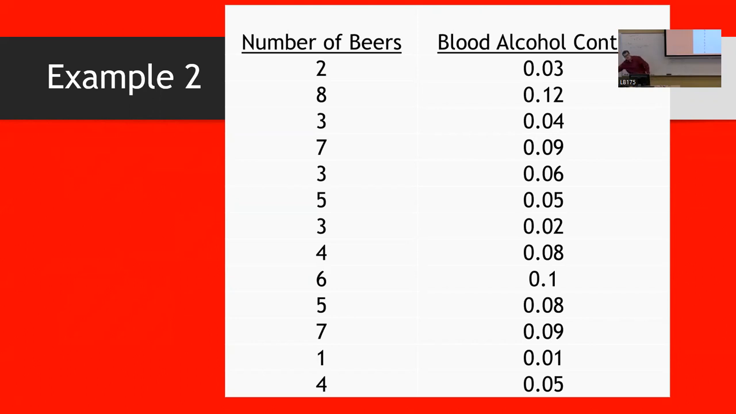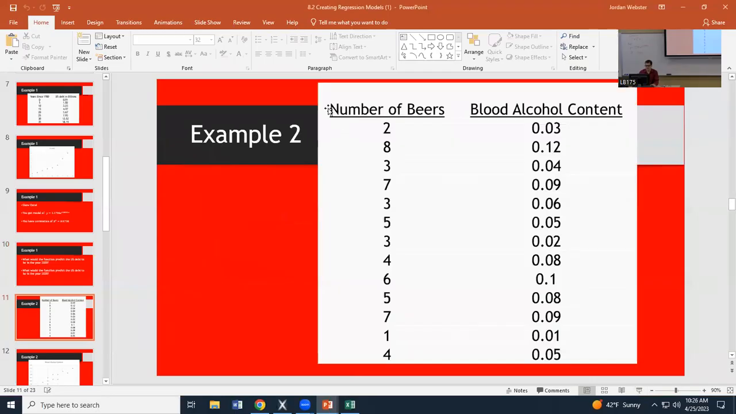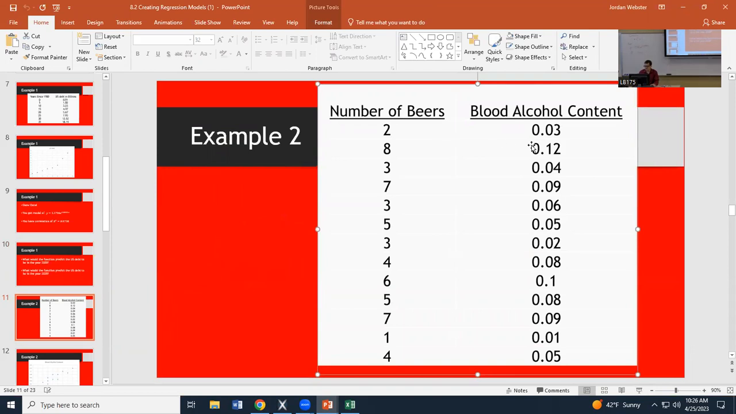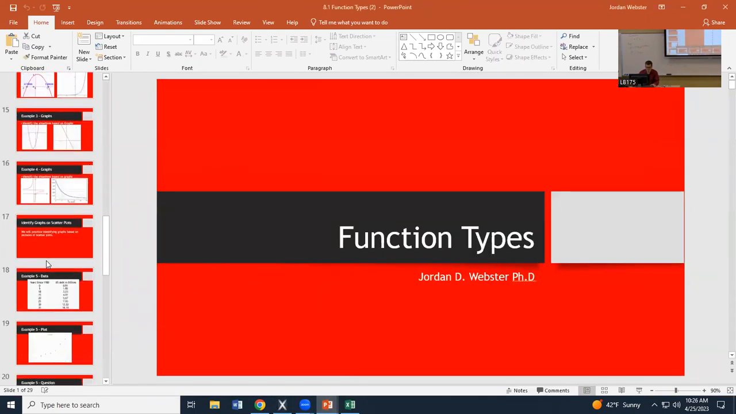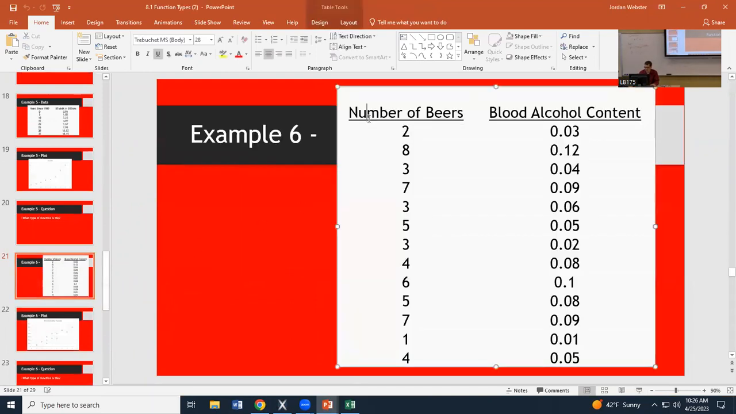All right, well, let's do this next one then. We're going to do the number of beers individuals drank and their blood alcohol content 2 hours later. So once again, if we want to create the regression model, first thing to do, I'm going to copy all these data.